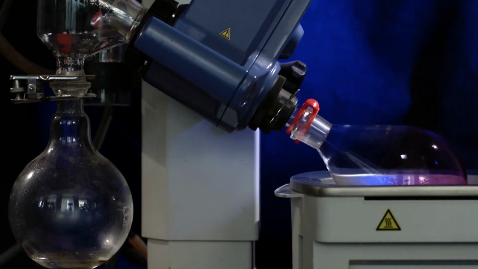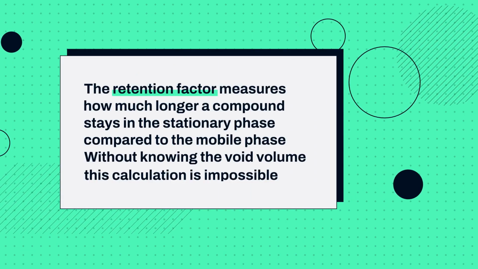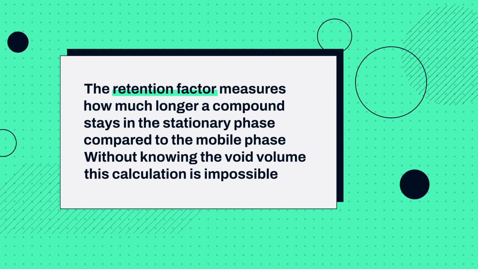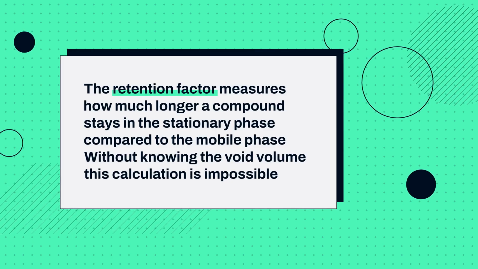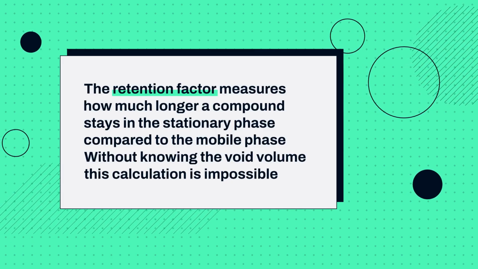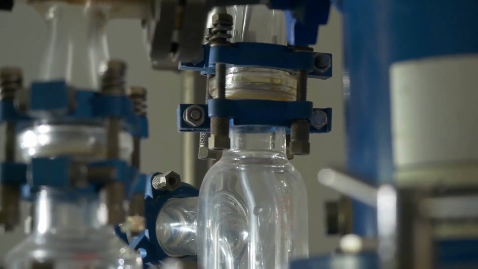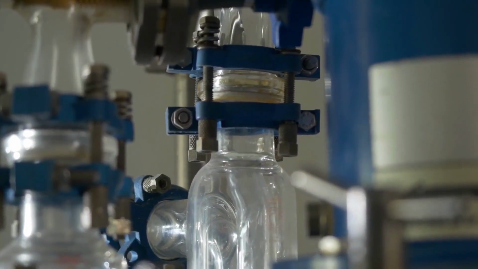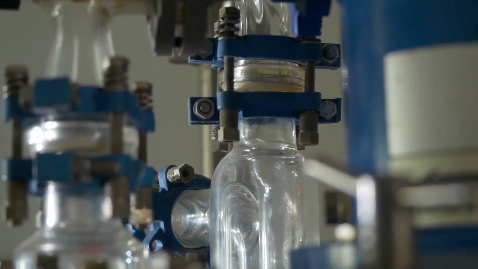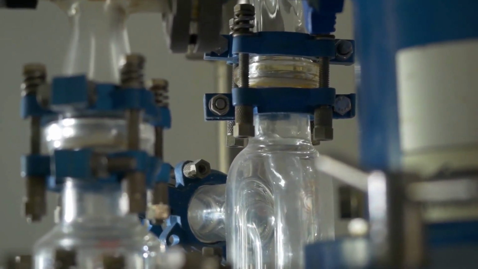Second, void volume is essential for calculating the retention factor, K, of your analytes. The retention factor measures how much longer a compound stays in the stationary phase compared to the mobile phase. Without knowing the void volume, this calculation is impossible. Third, it helps you assess the efficiency of your column. A well-packed column will have a consistent void volume. Fourth, changes in void volume can indicate problems with your column packing or system, acting as a valuable troubleshooting tool.